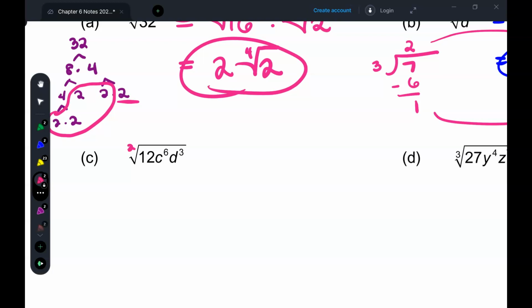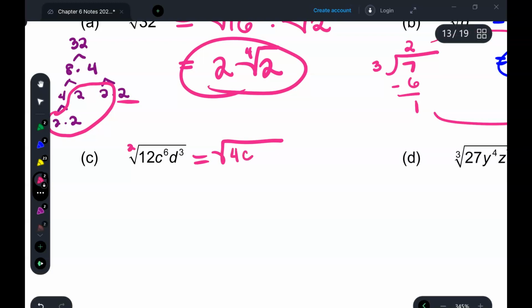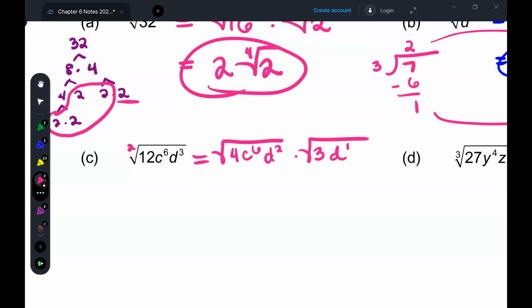So maybe what I would do, if I want to use the first method, bear with me for a minute, I'm going to make this 4c to the 6 d squared with a 3 d to the first. Why did I split it up? 6 and 2. So if I'm using that first method, I'm thinking, what perfect square goes into 12? 4, with a 3 left over.